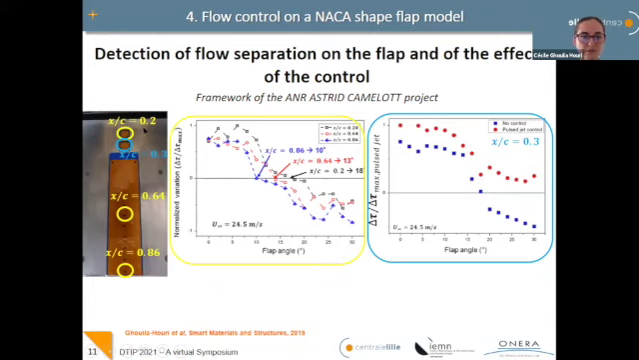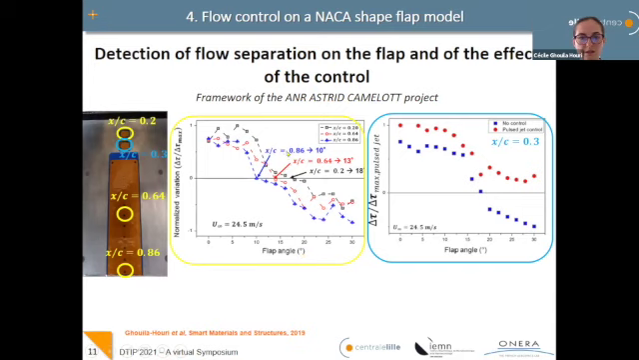So first, let's focus on the 3 yellow sensors. So it's 1 sensor at the leading edge, 1 at the trailing edge, and 1 in the middle. And with these 3 sensors, we can see the flow separation point moving from the trailing edge to the leading edge by measuring the variation of shear stress with respect to the flap angle.